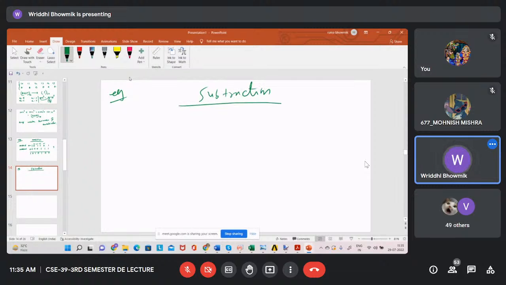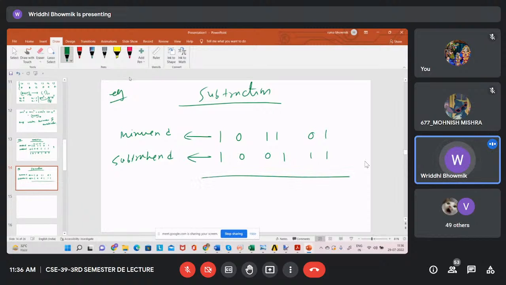So we have two binary numbers, 101101 and 100111. This is the minuend, and this is the subtrahend. Right now we will do the subtraction. 1 subtracted from 1 gives 0. Now in the next position, 1 will be subtracted from 0.